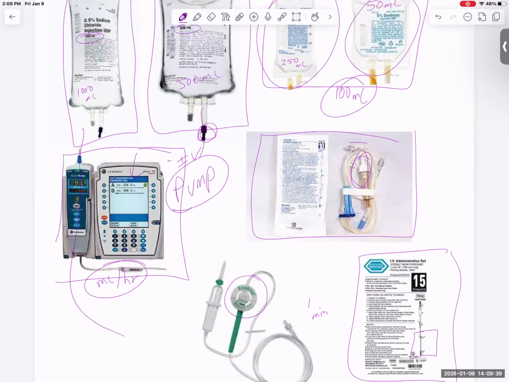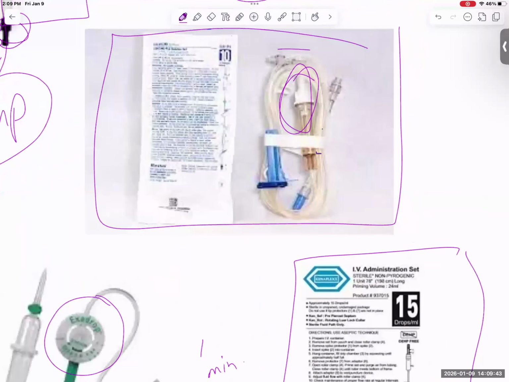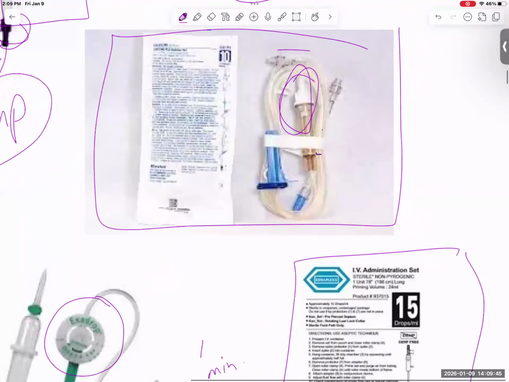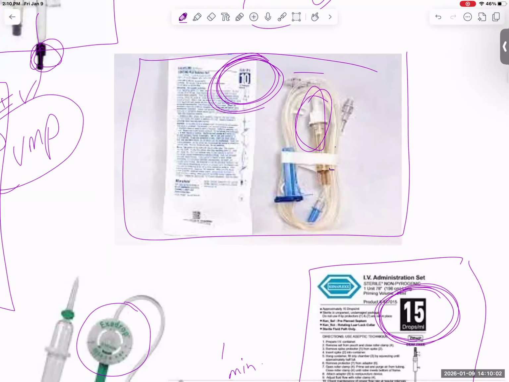There's a couple things I wanted to show you. Also, when you see this tubing, you see this here, this says 15, and this one says 10. Do you all see that? Do you all know what that means? The number of drops per minute.